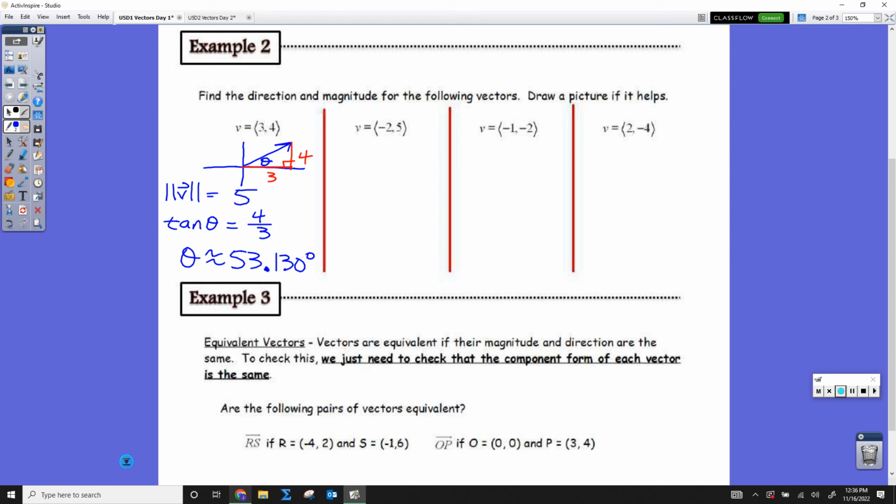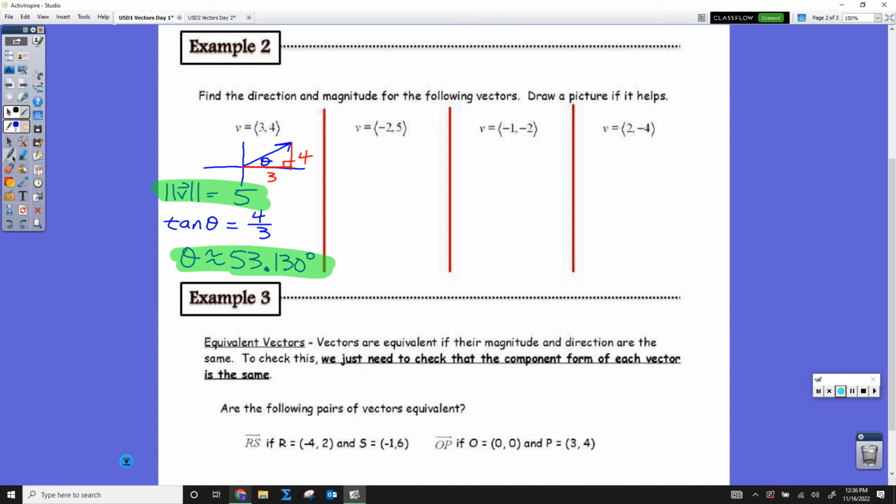Okay, so got a lot of stuff written up here. Here's our magnitude, right? And there's our direction. Magnitude and direction. Okay, I want to do one more with you, then I'll have you do the other two. There's one little twist I want to make sure you pick up on.